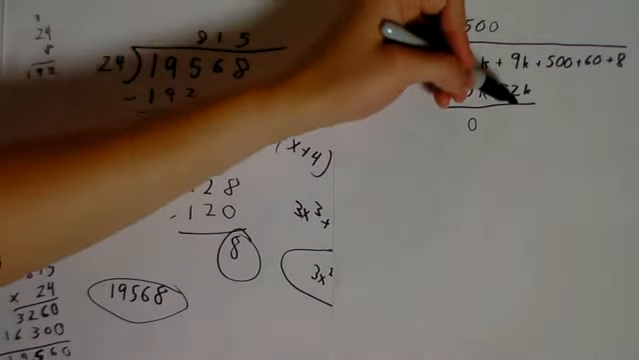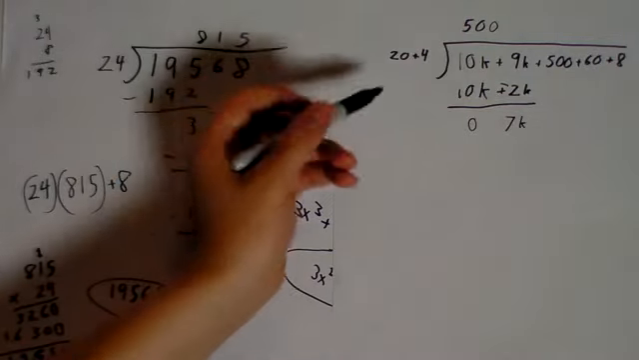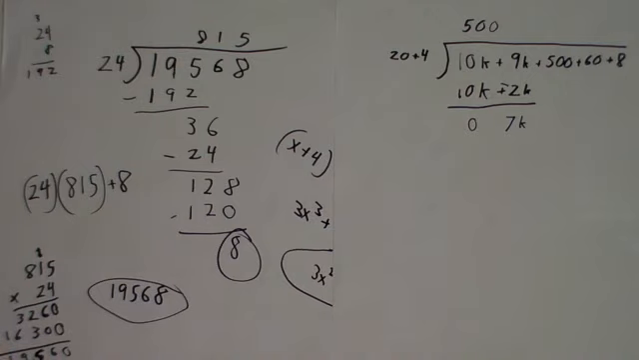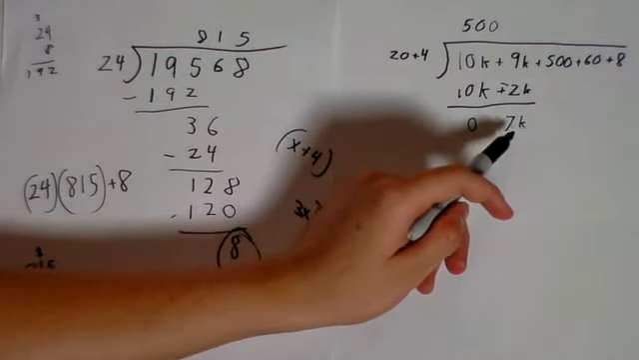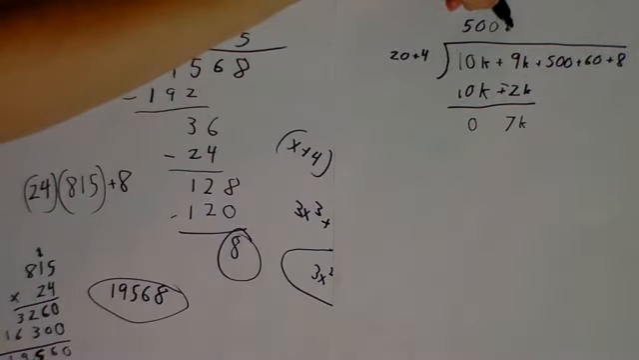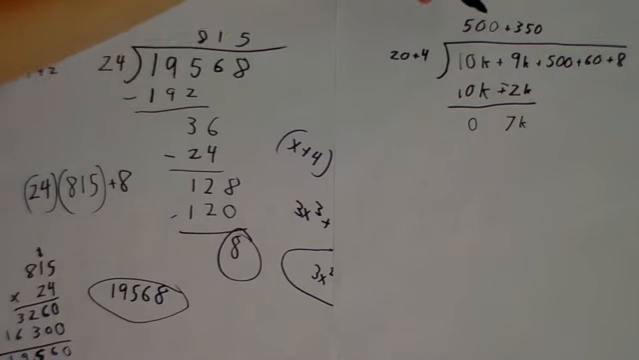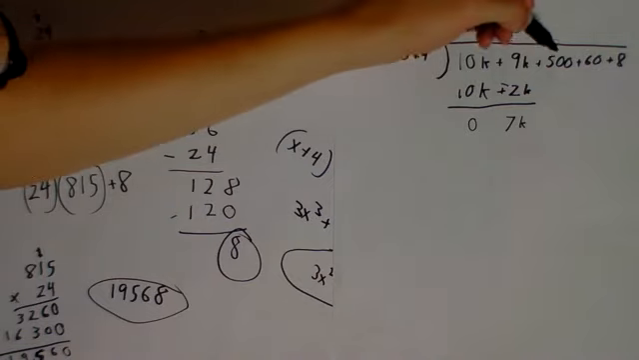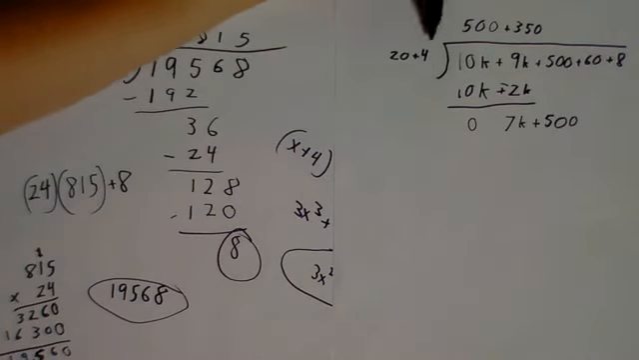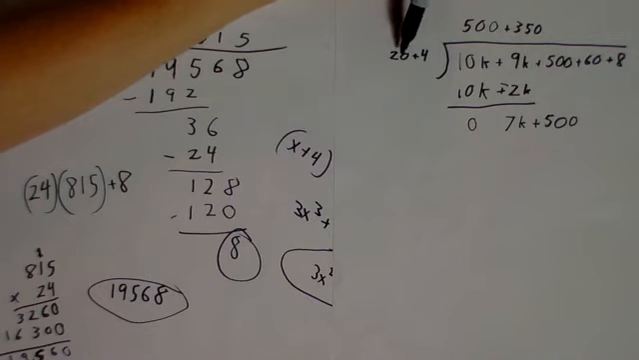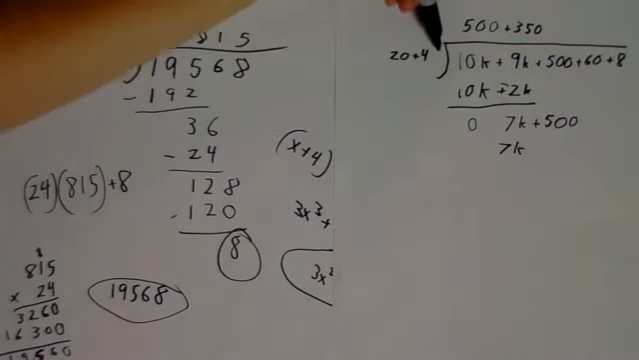9k minus 2k is going to be 7,000. How many times does 20 go into 7,000? Again, 20 goes into 100 5 times, so 100 goes into 7,000 70 times. So 70 times 5 is 350, so we're going to say plus 350. Now 20 times 350 is going to be... Oh, and we should have brought this 500 down, so plus 500. So 350 times 20 is going to be 7,000, and then 350 times 4 is going to be 1,400.